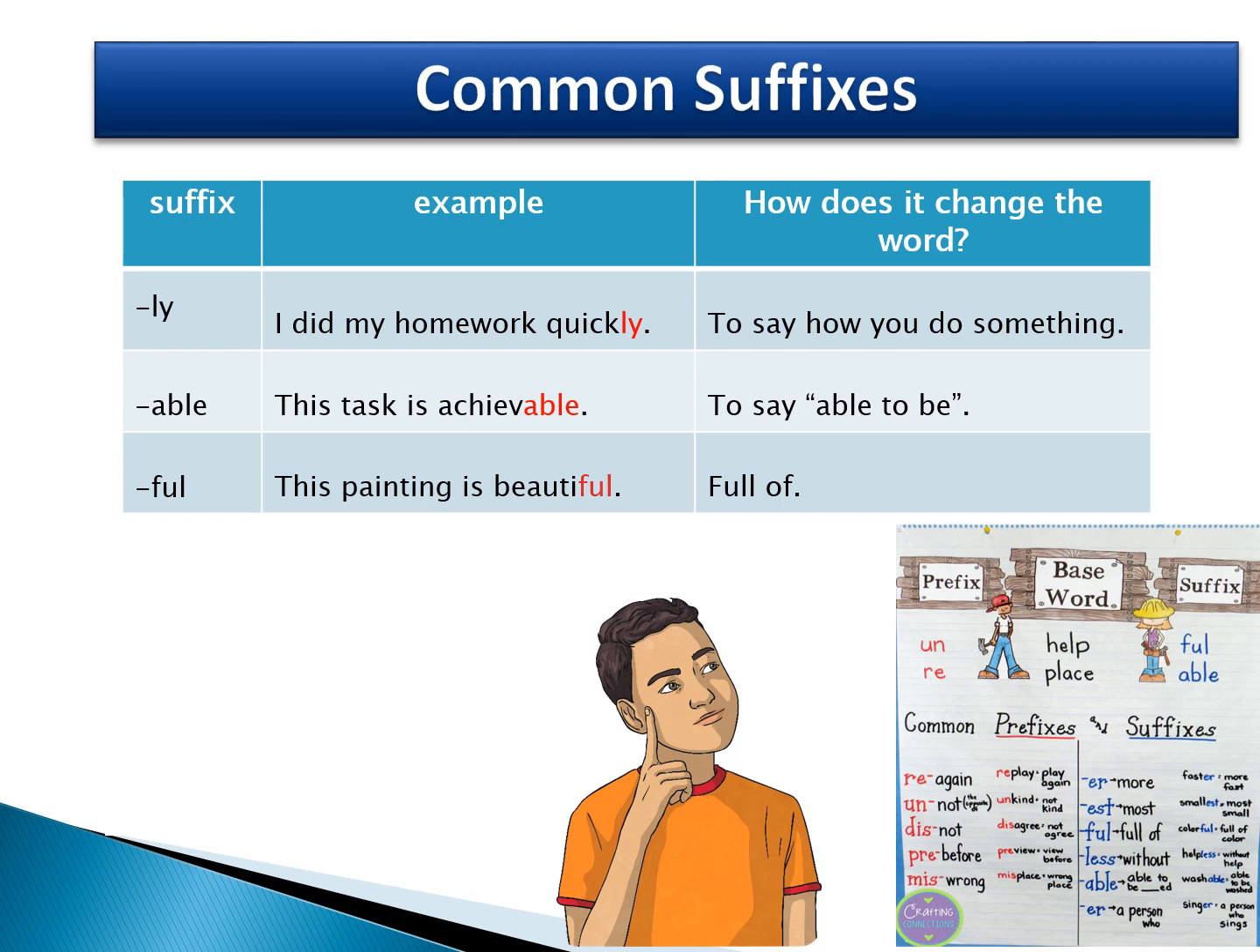The last suffix, full. Full means full of. When you are careful, then you are full of care. When something is beautiful, then it is full of beauty. This painting is beautiful. Also, Superman will tell us again about suffixes. So let's see.